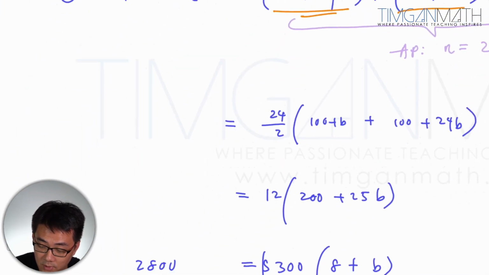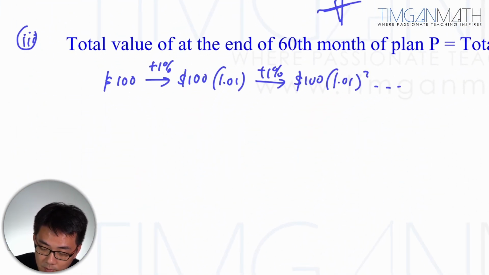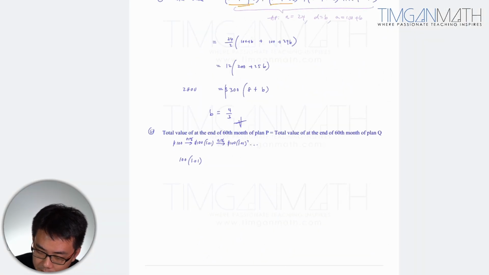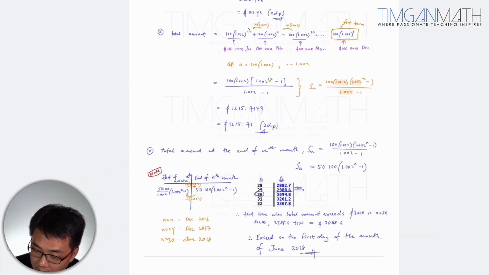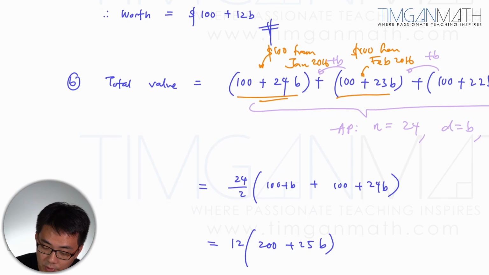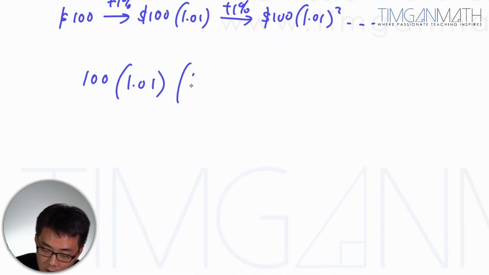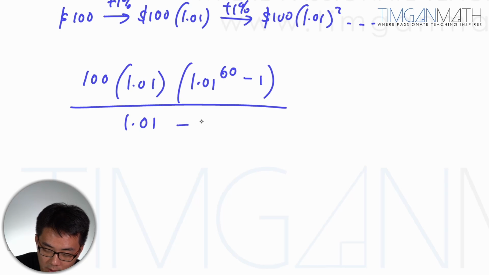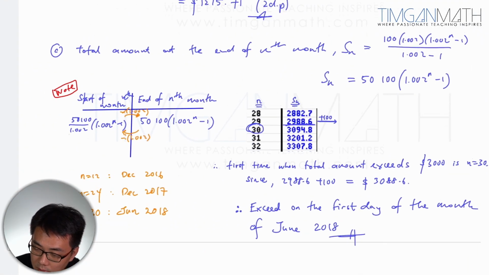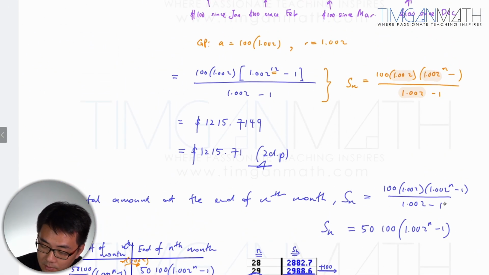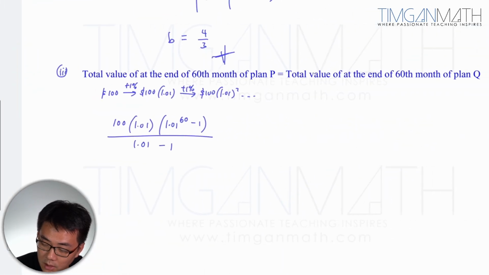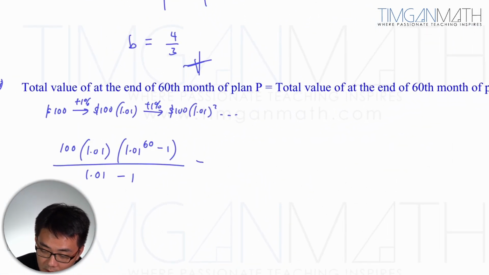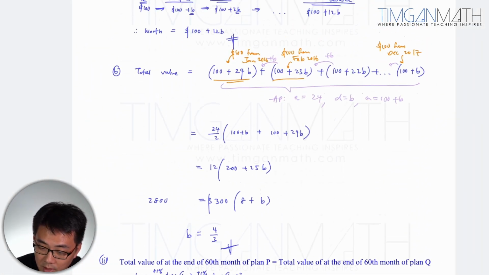So just use the same thing, 60. So 100 times 1.01, N is 60. So 1.01 to the power 60 minus 1 over 1.01 minus 1. Okay, so this is the end of 60 months. This is 1.01 minus 1. Then the total value at the end of 60 months for plan Q, now we need to find B.